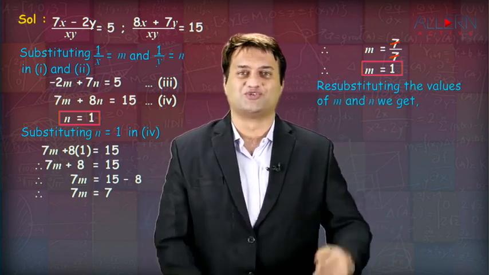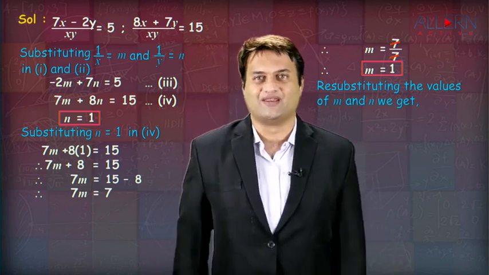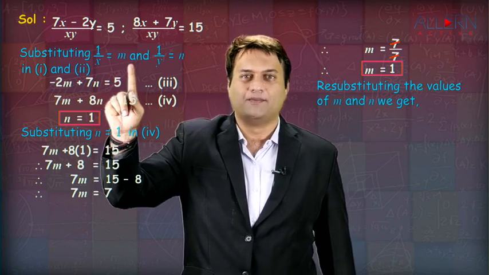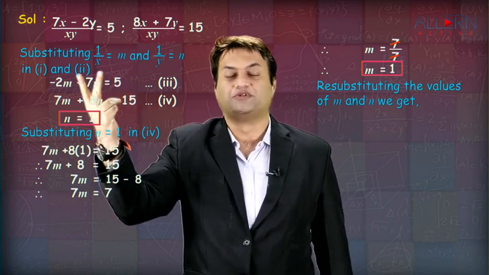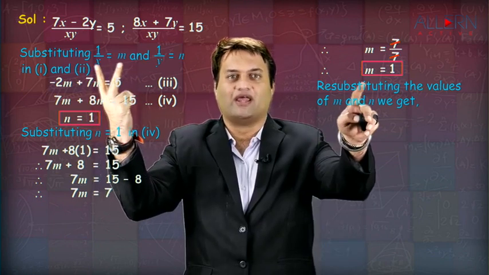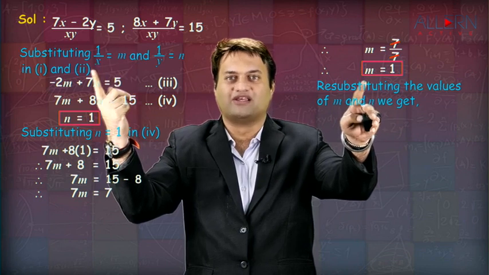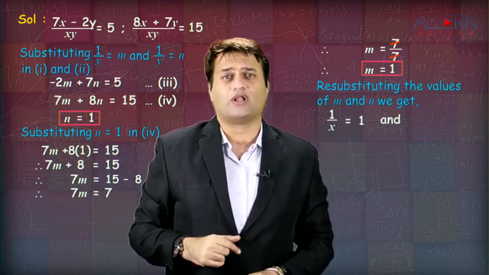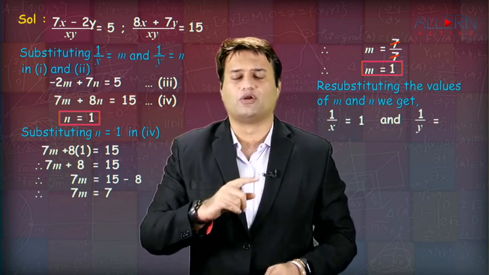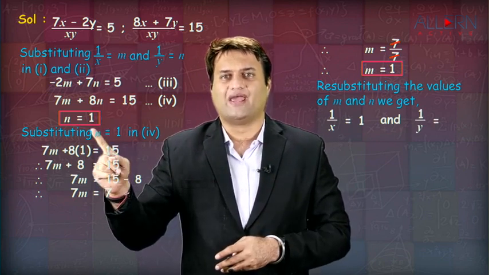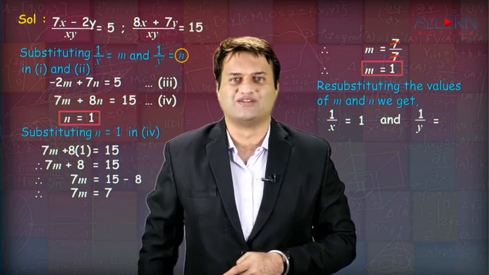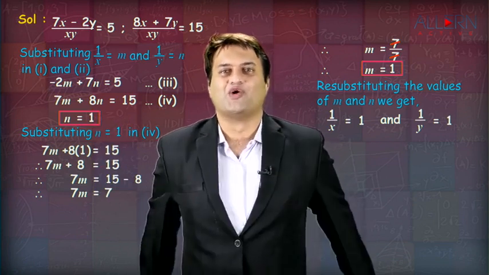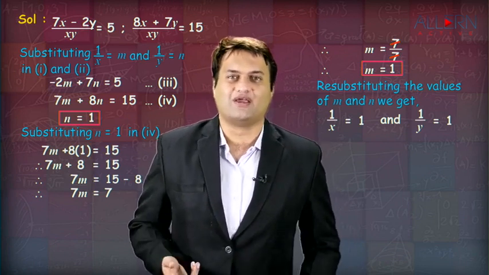Now, it is time for us to resubstitute the values of m and n. How do we resubstitute? 1 upon x was substituted as m. So, now m will be resubstituted as 1 upon x and m is equal to 1. So, we can say 1 upon x is equal to 1, right. And similarly 1 upon y is equal to n, and n is also equal to 1. So, 1 upon y is also equal to 1.